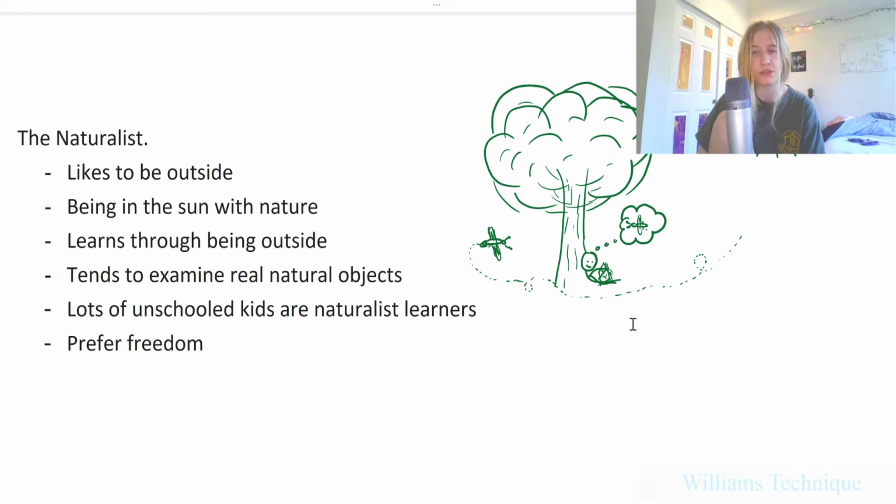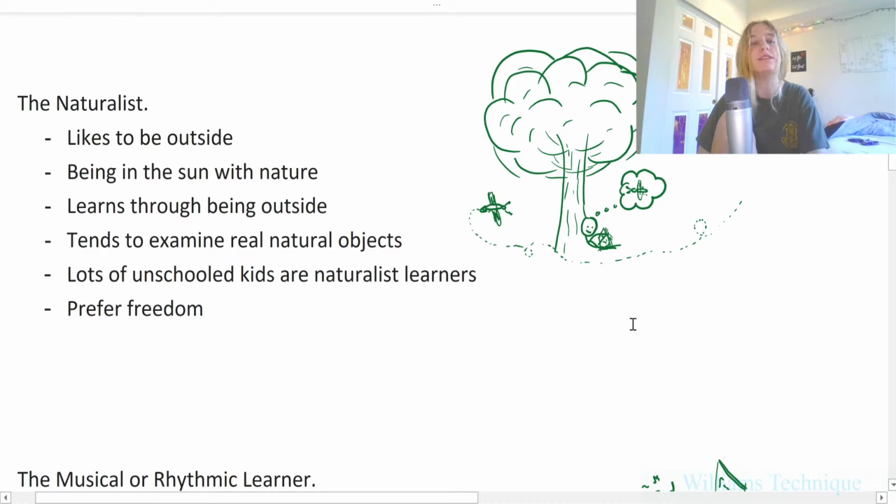But also because unschooled kids tend to be outside more in regards to farming or playing outside, and that's how they learn different things. They just notice things outside and make sense of it. So that's the naturalist learner.